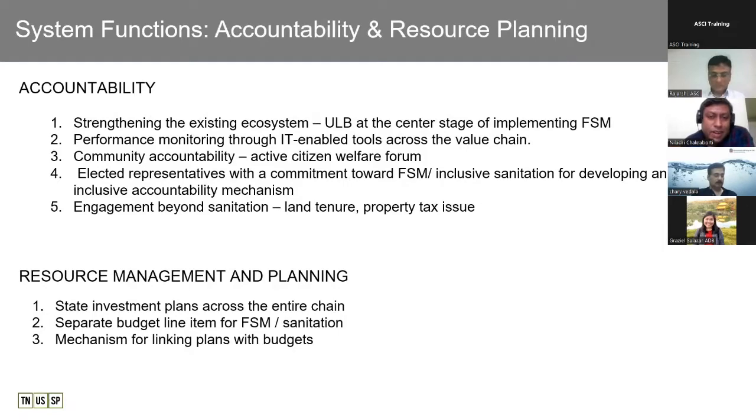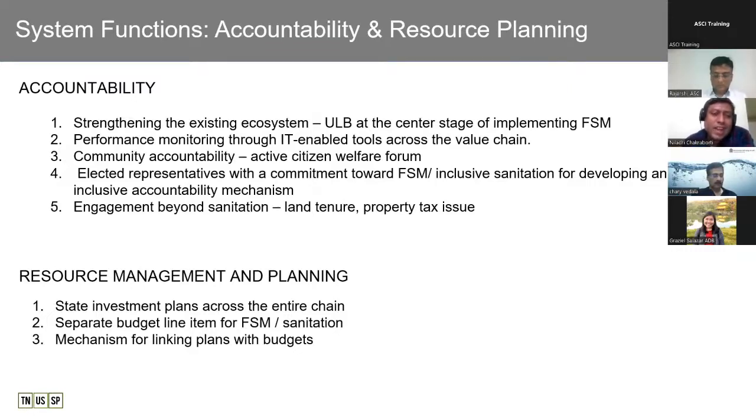Accountability, already it has been discussed. Professor Cherry was also mentioning. So other than ULB strengthening, keeping them center phase, and IT enabled background, community engagement is also a major point. And since Trichy recently has elected members, that is reflected here, but engaging with them is making lots of change.